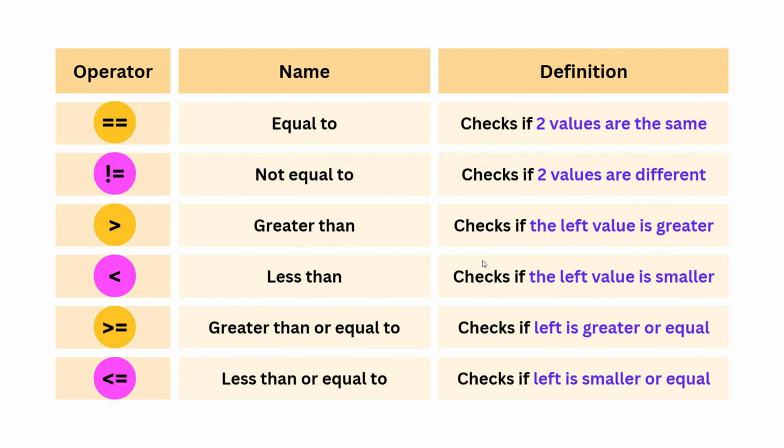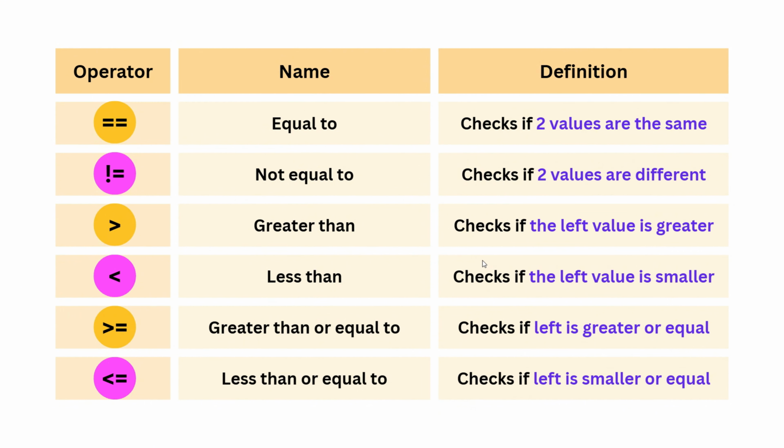They are used to compare two values or two variables and return a Boolean result, either true or false. The double equal sign is used to check if two values are the same. For example, A double equals B checks whether A is equal to B. Pay attention, a single equal sign is an assignment operator, but a double equal sign is a comparison operator.